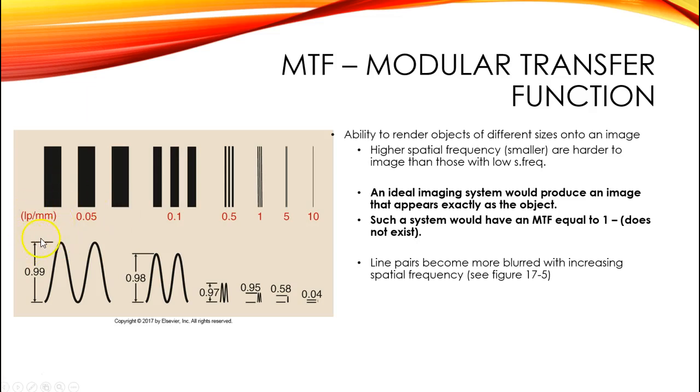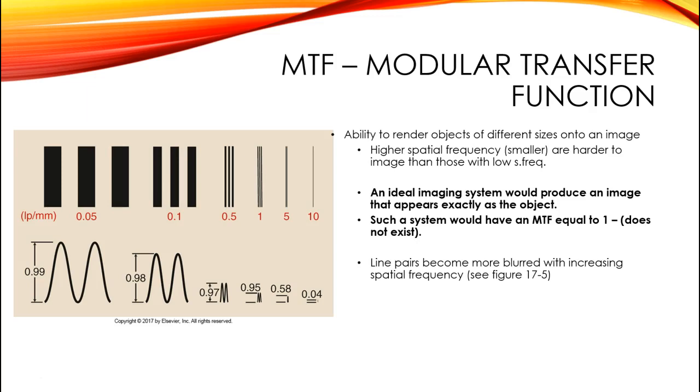And if you remember, that red line that we had on that first chart had the low spatial frequencies over here. So we can see these large images very easily compared to the high spatial frequency, which are all these little smaller images. Those are harder to image. An ideal imaging system will produce an image that appears exactly as the object does, which does not happen, but that's our ideal that we're striving for.